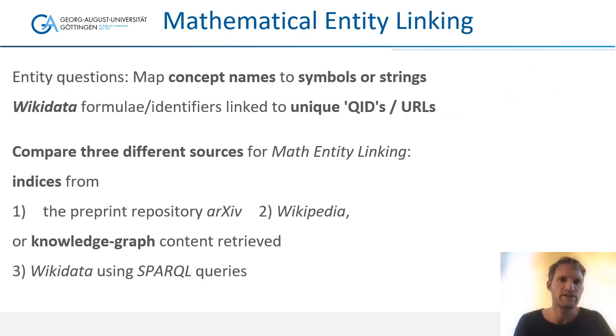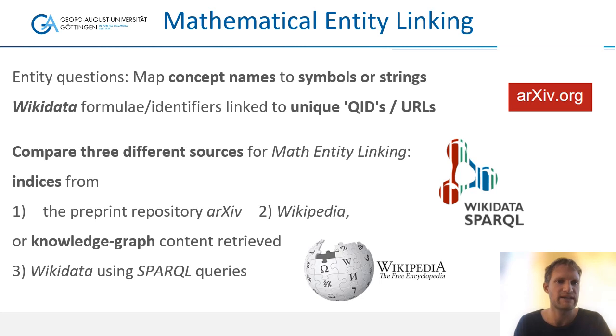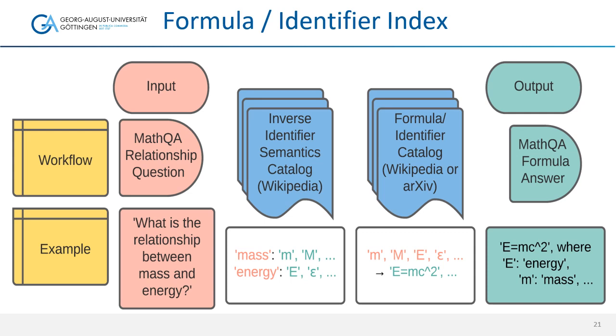To answer entity questions, concept names need to be linked to symbols or strings. Using Wikidata, an additional entity identification number or QID is available. In our evaluation, we compared 3 different sources for mathematical entity linking. Indices created using document article selections taken from the arXiv, Wikipedia, or knowledge graph content retrieved from Wikidata using SPARQL queries. This figure shows how the formula and identifier index catalogs are employed in the semantic search of MathQA to answer an identifier relationship question.